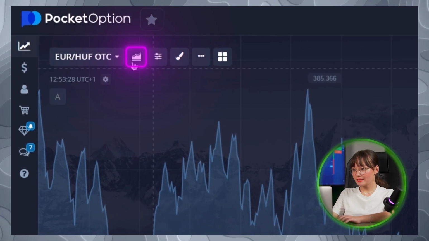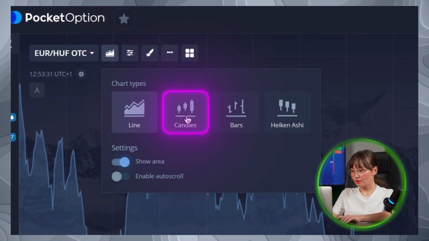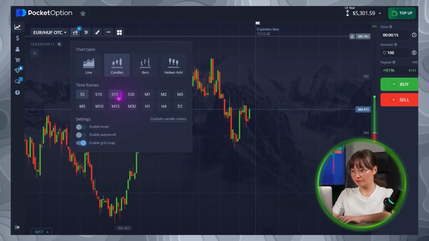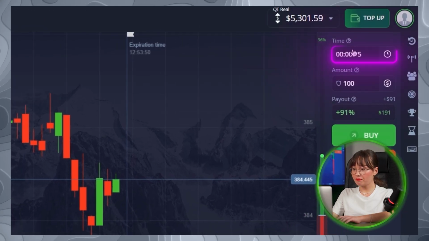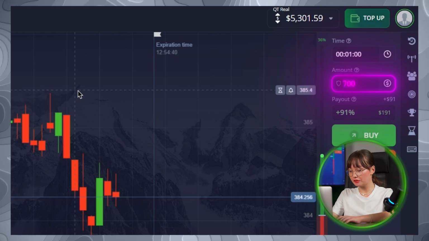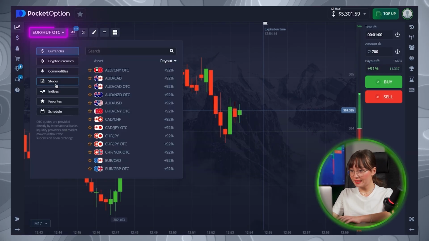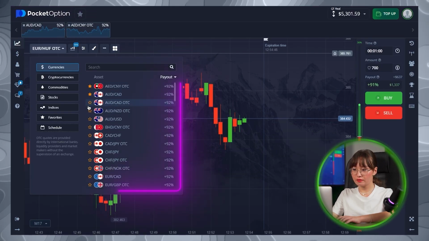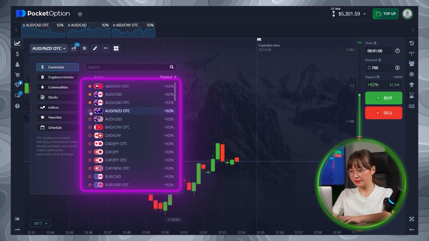First off, let's switch to candles. We'll set a 15-second time frame. The expiration time will be 60 seconds. I'm placing a $700 trade. Now let's choose a few currency pairs for convenience. We will also add a couple of indicators.